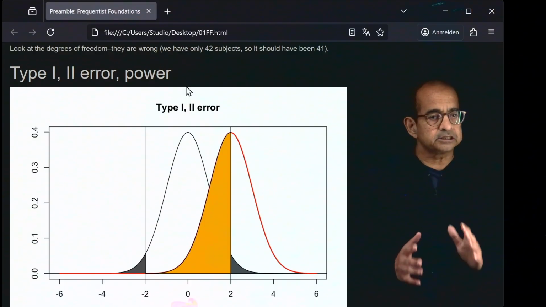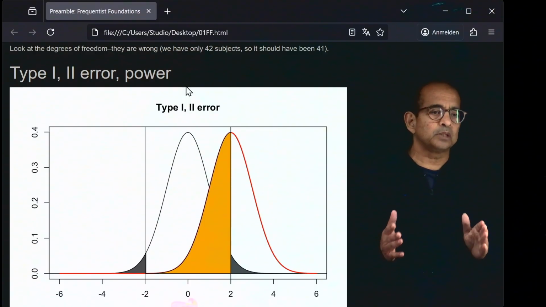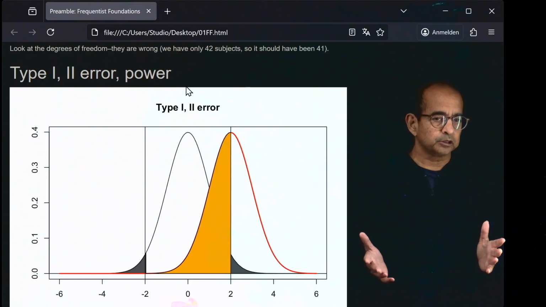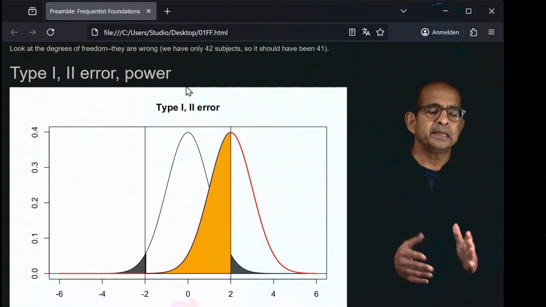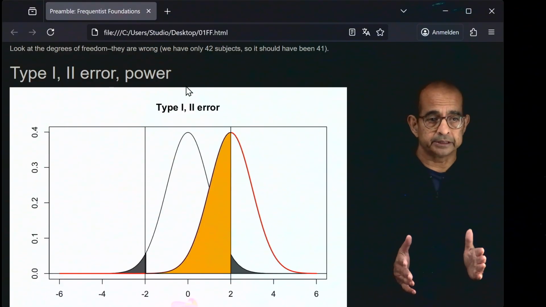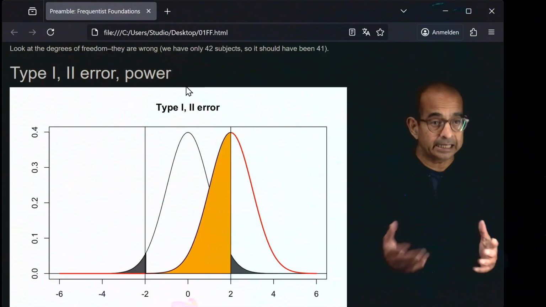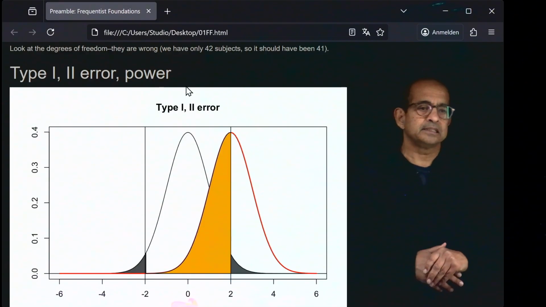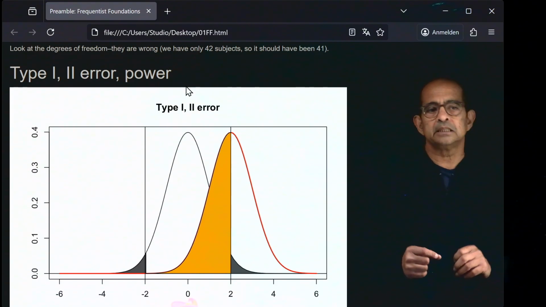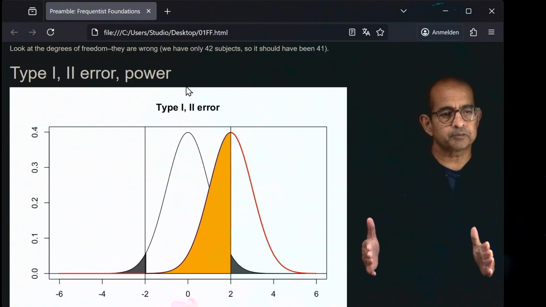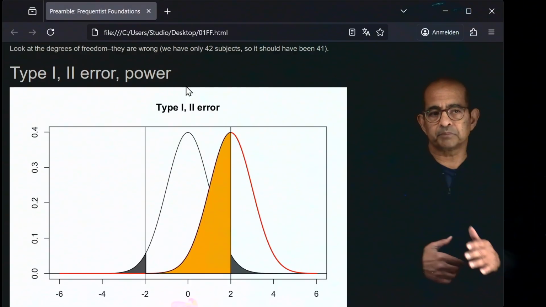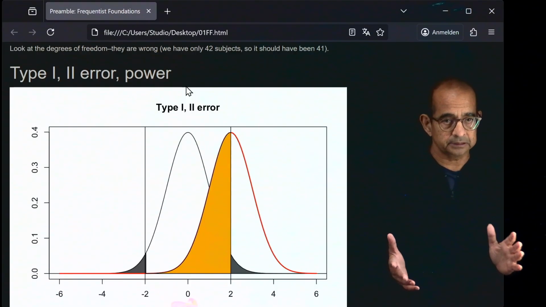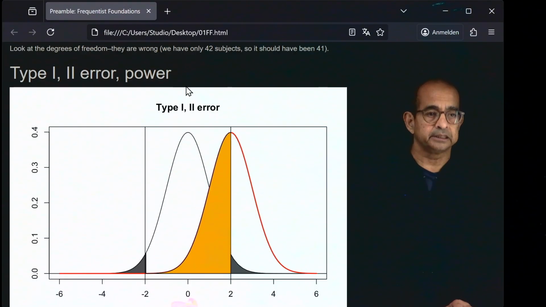So the optimal situation that you can be in is to have low type 1 error, 0.05 for example, and low type 2 error, or high statistical power. So the ideal situation you want to be in is that you run a high power experiment where your type 1 error probability is low and your statistical power is as high as you can make it. So that's what we'll talk about next.